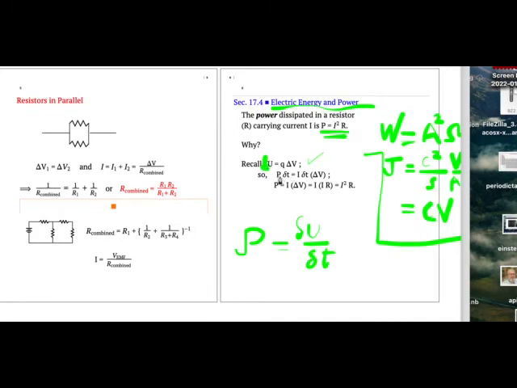So let's take U and write it as power times time. And now Q is current times time. And delta V is delta V. So now divide both sides of the equation by time. Power is current times voltage. But by Ohm's law, voltage is current times resistance. So power is I squared R.